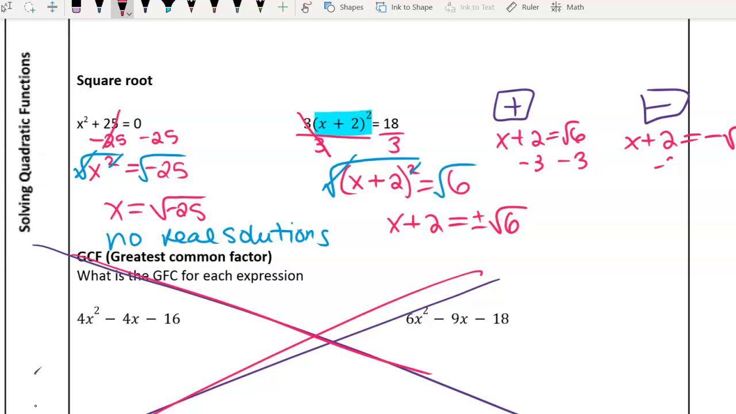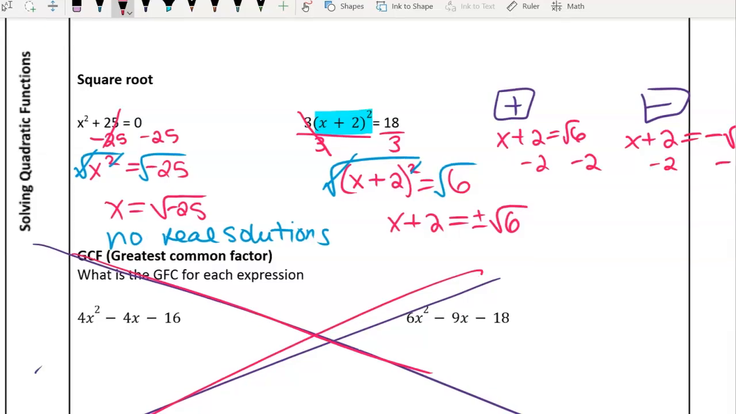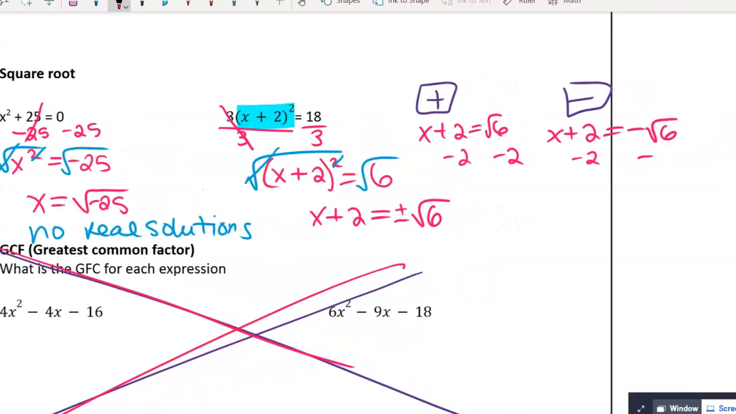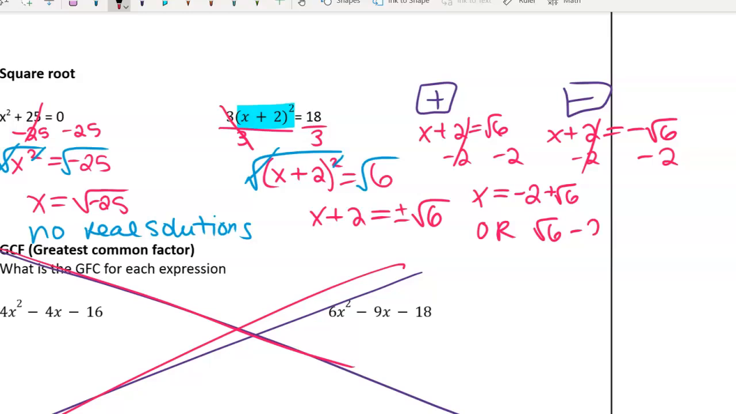Oh, I'm sorry, not 3, 2. I got distracted for a moment and I threw myself off. Minus 2, minus 2. These cancel out, and we're left with x equals either negative 2 plus the square root of 6, or you can write it as square root of 6 minus 2.